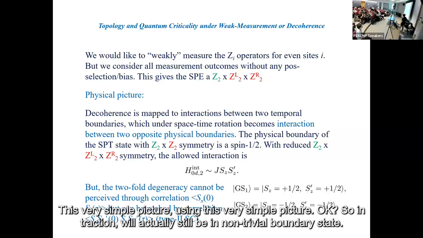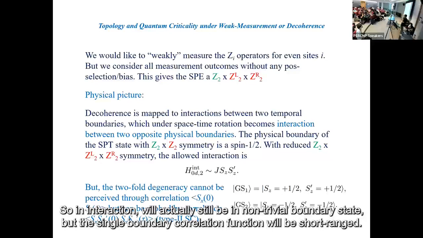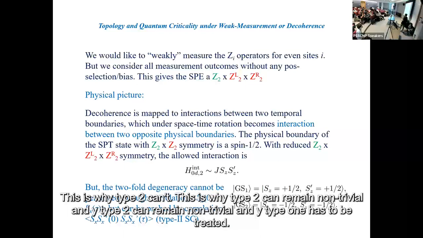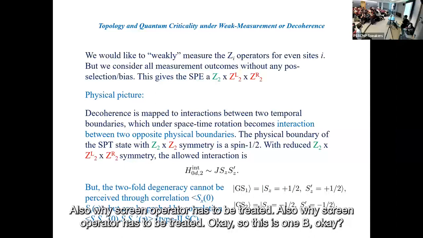The interaction will still give me a non-trivial boundary state, but the single boundary correlation function will be short range. They cannot connect the two degenerate ground states, but this kind of correlation function can. This is why type 2 can remain non-trivial and why type 1 has to be trivial. Also why the string operator has to be trivial. So this is 1D.